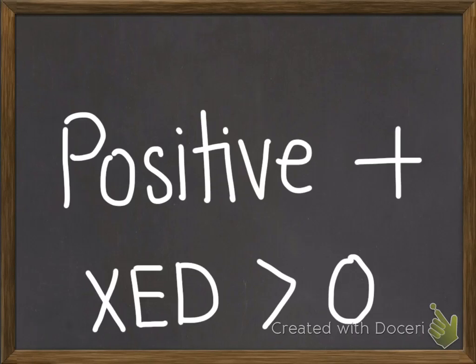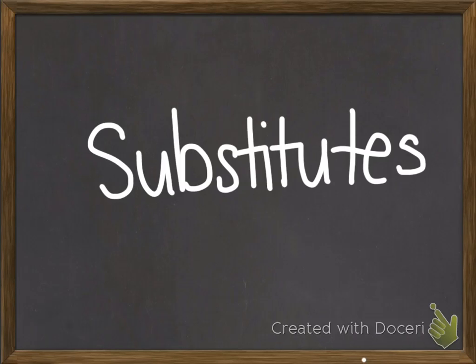The first one is positive value. This is when the XED is greater than 0. This also means that the change in demand for one good is in the same direction as the change in the price of the other good. The positive value indicates that the two products are substitutes.